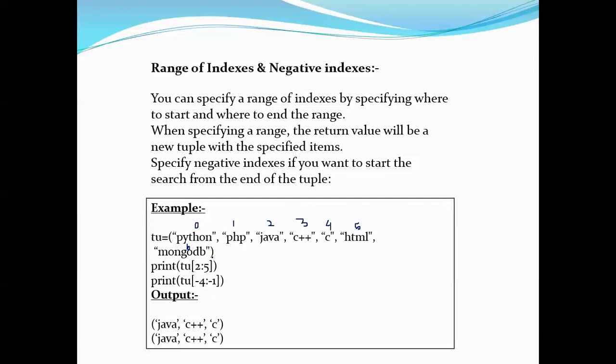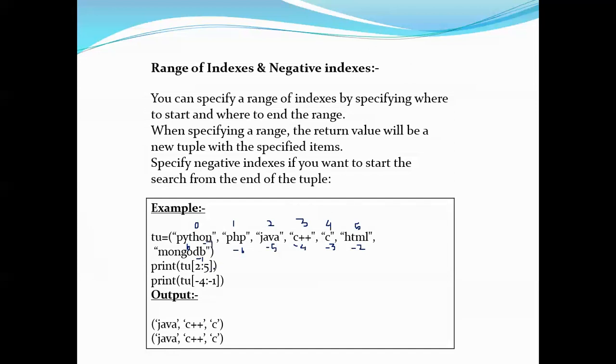Similarly, if I go for negative indexing, MongoDB is -1, HTML is -2. I go in the same way from the rear end with negative indexing. That is, C is -3, C++ is -4, Java is -5, PHP is -6, Python is -7, and so on. So I have the negative index.